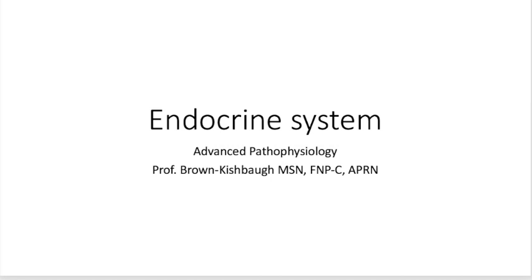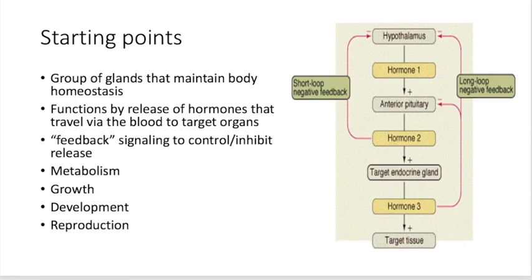The endocrine system, and this is for advanced pathophysiology. The endocrine system is composed of glands, and they are very heavily involved in maintaining body homeostasis. These glands synthesize and release special chemicals, which we call hormones. These hormones then travel through the system via the blood to the target organ and then elicit a response at that target organ. We use feedback signaling to control or inhibit release.